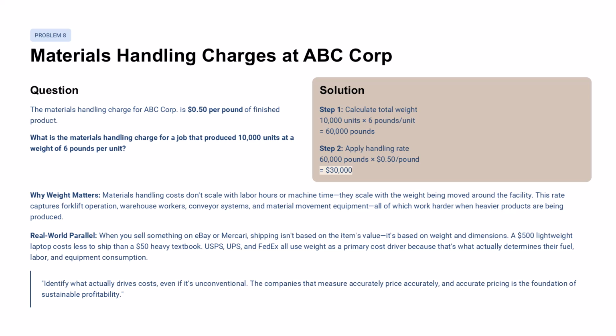Identify what actually drives costs, even if it's unconventional. A law firm might track costs per document page because printing, filing, and storage scale with paper volume. A hospital might track costs per patient day because staffing, meals, and supplies correlate with occupied beds. A software company might track costs per active user because server load, support tickets, and bandwidth scale with engagement.